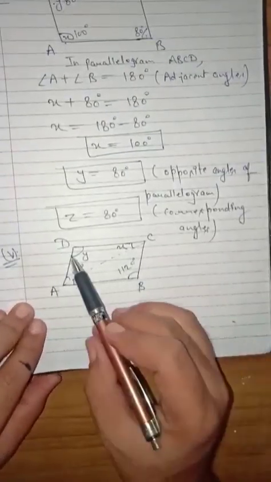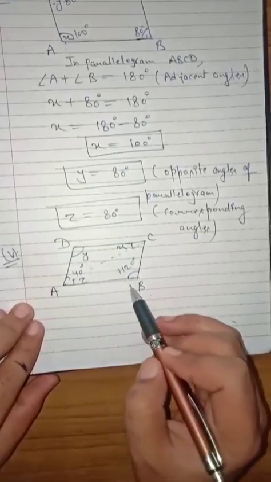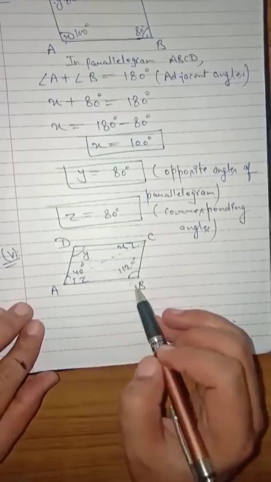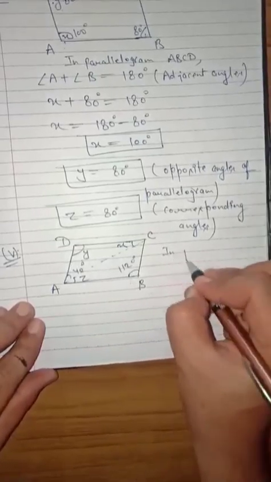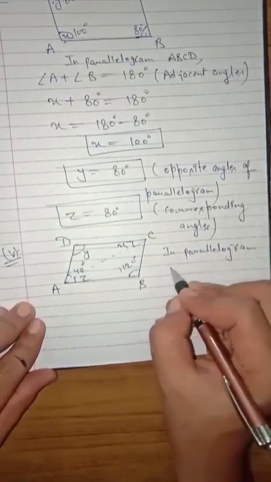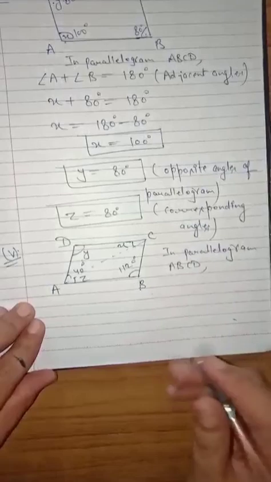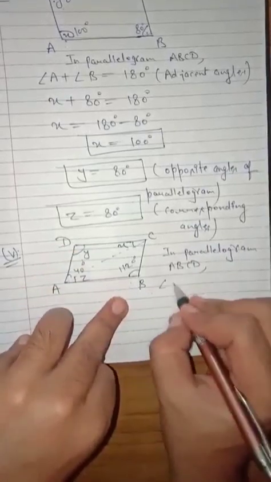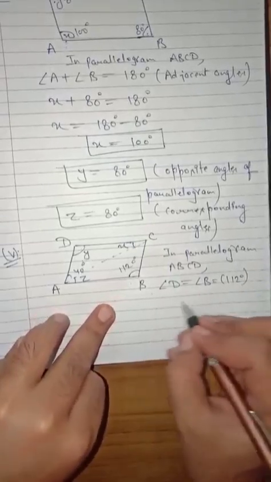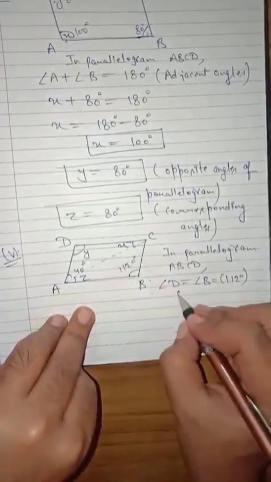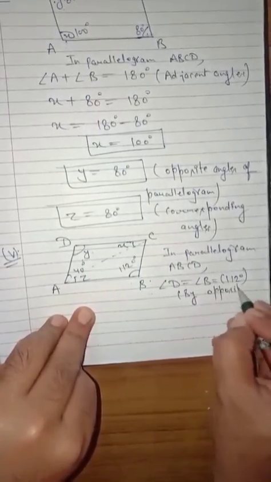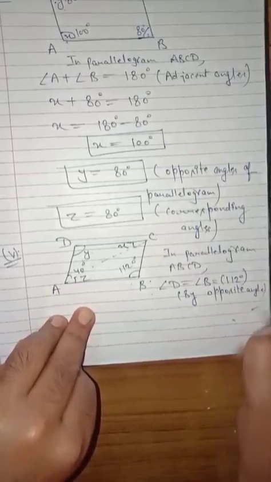So students, y will be how much? y and 112 will be equal. Why will both be equal? Both are opposite angles of a parallelogram. So we should mention this: in parallelogram ABCD, angle D and angle B will be equal and will be equal to 112 degree. And which property is this? By opposite angles, both are opposite angles of a parallelogram. Fine.